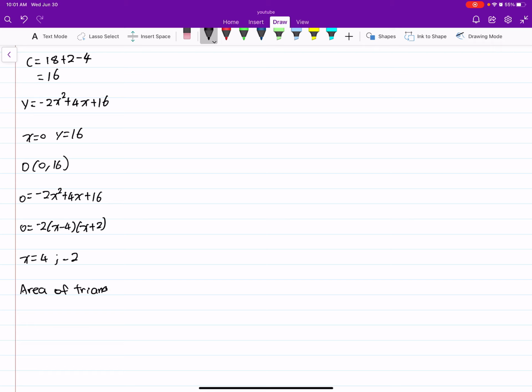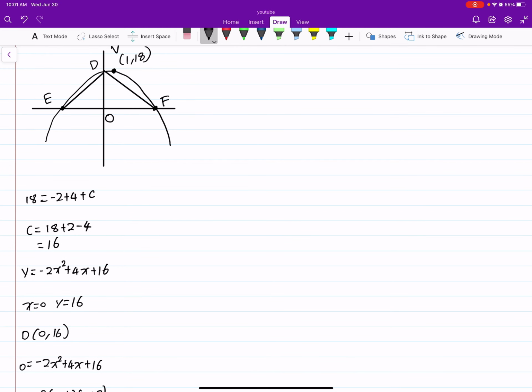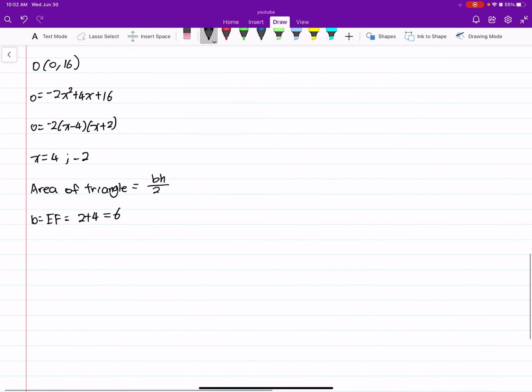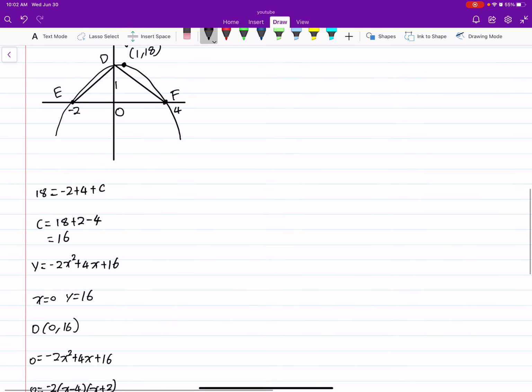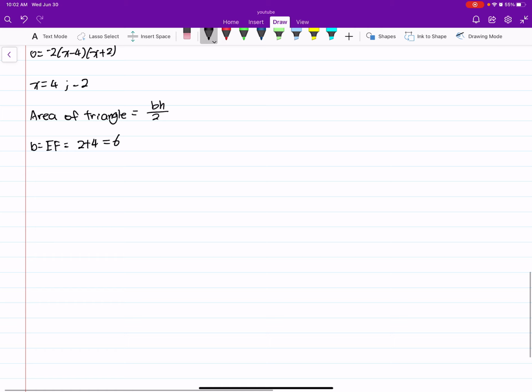So first, the area of a triangle is equal to the base times height over 2. And the base would be EF. The base is equal to EF, which is equal to 2 plus 4, which is equal to 6. We can mark the coordinates here. This is negative 2, this is 4, so the base would be 6. So then we're trying to find the height. The height is just DO. So DO is 16. So the height is equal to 16.